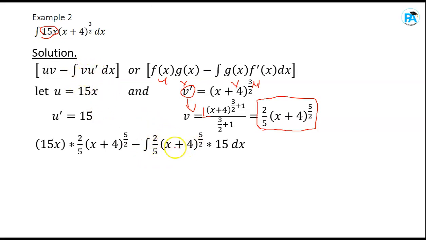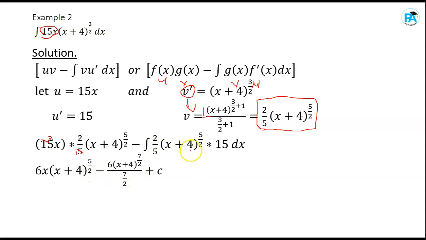What's our v? This is our v, right? So you substitute it there, times the derivative of u. And the derivative of u was 15, isn't it? So you substitute it there, dx. Are you following? After doing that, the next thing is that 15 can multiply 2 over 5 to give you 6. Or here too, 15x times 2 over 5 will give you 6x, because 5 goes here once and goes here 3 times, isn't it? So you have 3x times 2, which will give you 6x. Then you have your (x plus 4) all exponent 5 over 2.